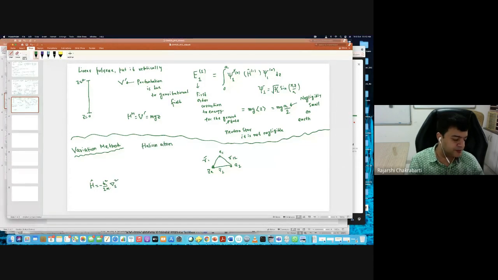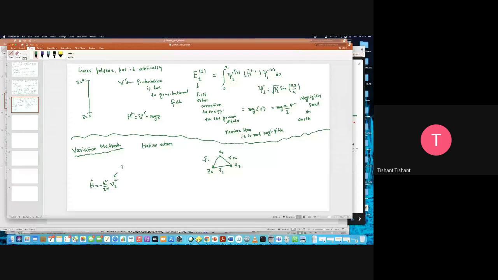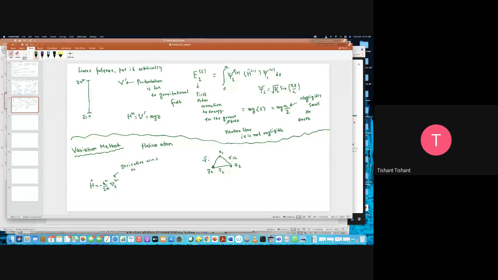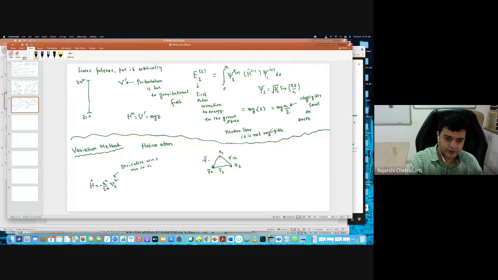What does this mean, this Laplacian, the partial derivative with respect to 1? A Laplacian, what is that? This is del squared by del x squared plus del squared by del y squared plus del squared by del z squared, the derivative with respect to the Cartesian coordinates x, y, and z of the first electron. One means the first electron. Similarly, you will have another term for the second electron.